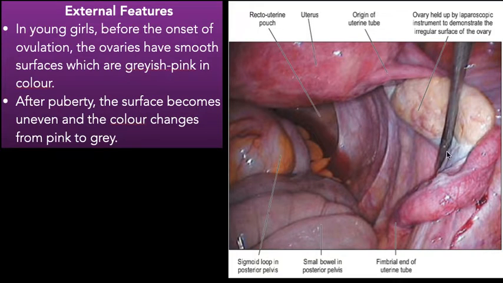Coming to the external features of the ovary, this is the ovary over here. In young girls, before the onset of ovulation, the ovaries have a smooth surface and are grayish pinkish in color, whereas after puberty, the surface becomes uneven. Can you see the irregular surface of the ovary? And the color changes from pink to gray.